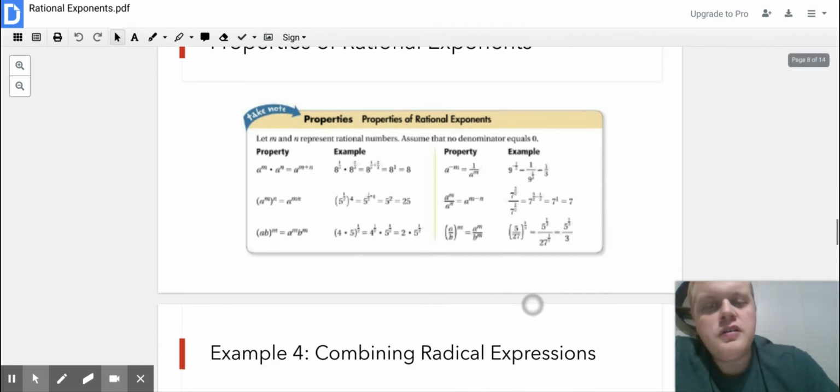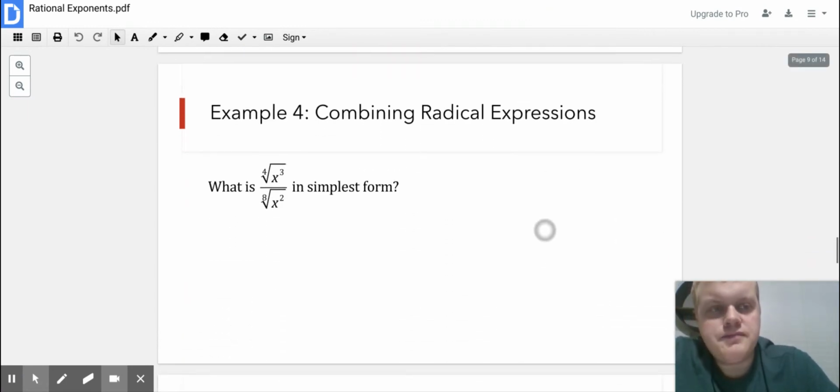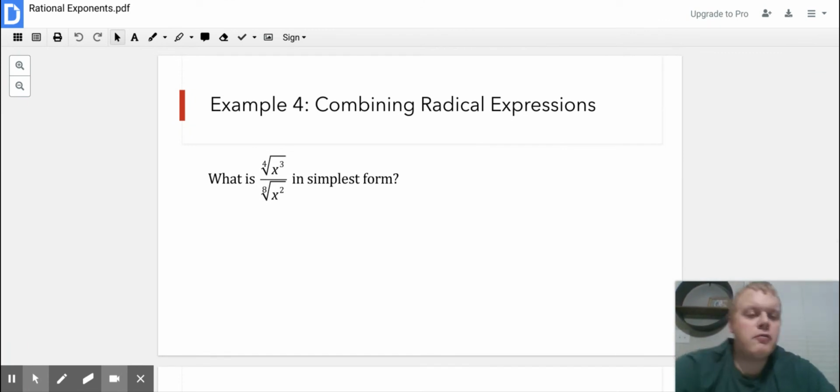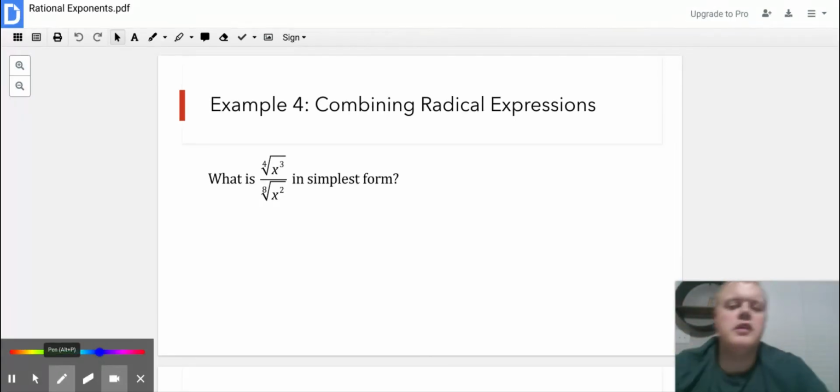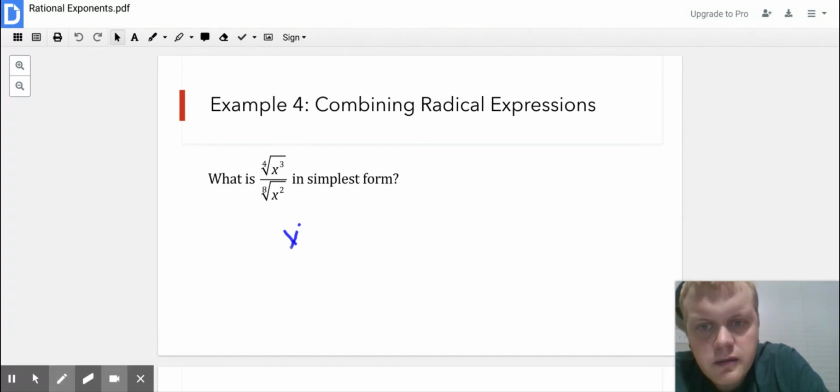All right, so with that being said, example 4, combining radical expressions. Whenever we're combining these, our first step is going to end up being to write our radicals into exponential form. So that's what I'm going to do first. I'm going to write these in exponential form. So that's going to look like this. It should be x to the 3/4 power over x to the 2/8.